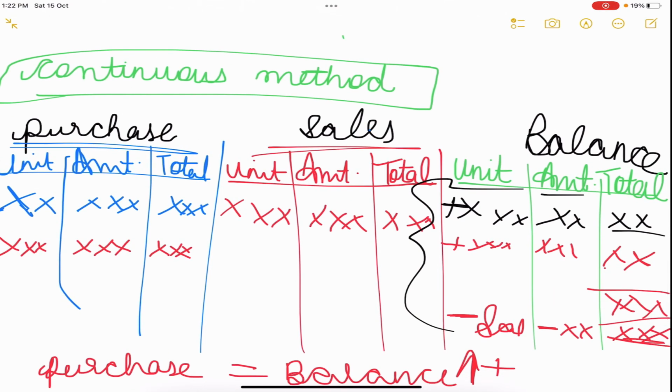But whenever we talk about the continuous method, you make 3 tables. You make a purchase table, a sales table, and a balance table. All 3 tables have three columns: the unit column, amount column, and total column. You multiply them and write. Whenever you purchase something, your balance increases. Whenever a sale takes place, your balance decreases. And by the end, whatever balance you have left would be the closing inventory of your organization.